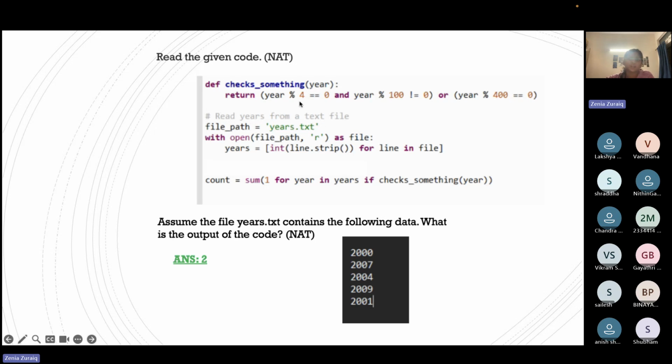Okay, so this is a condition for leap year. Sorry, it should be divisible by 4 but not 100, or it should be divisible by 400. This is the condition. Since this is satisfied, it returns true. Every time this returns true, it adds 1. So it's basically counting how many leap years there are in this text file.